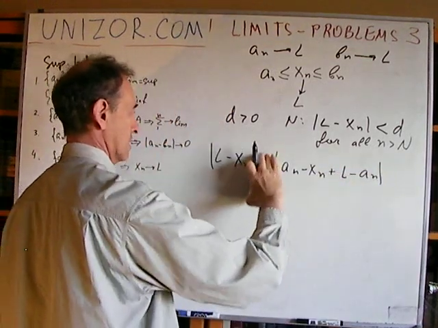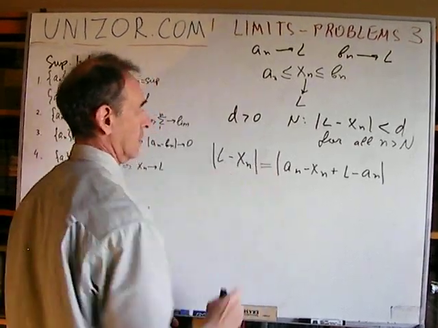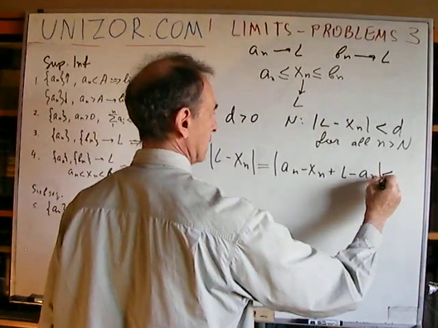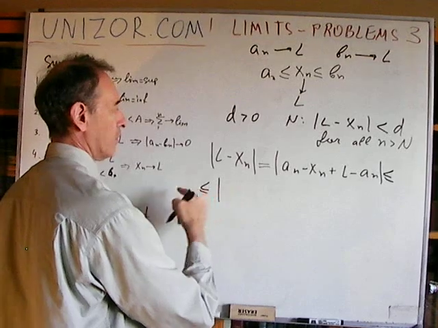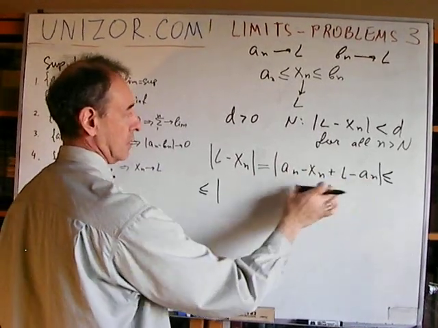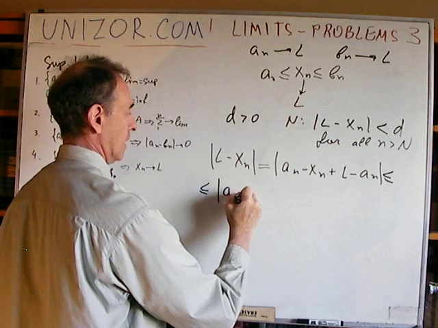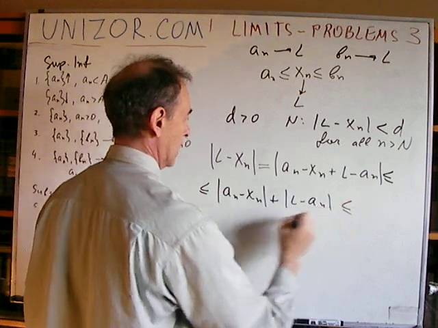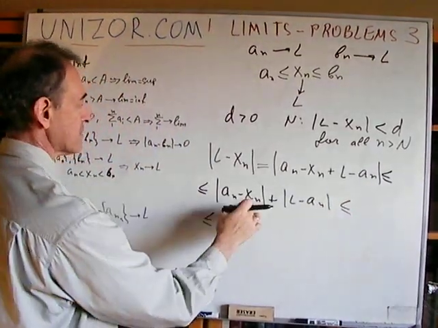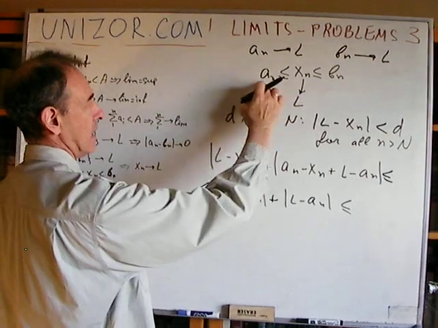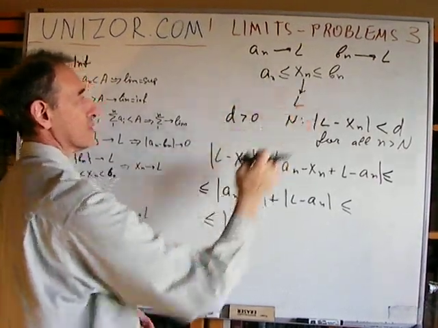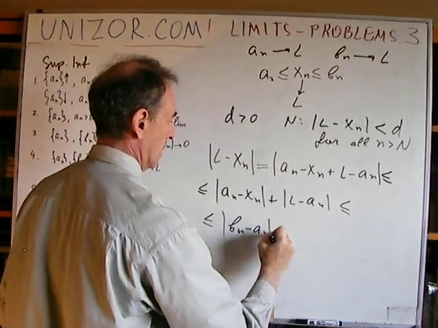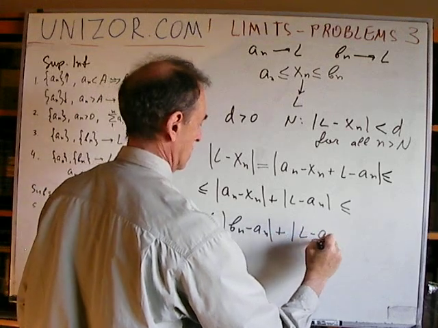And again, this is an equality so far, right? I added and subtracted an, less than or equal to. Now I will use the same approach and group it in two, so it will be an minus xn plus L minus an, less than. Now, the difference between an and xn is less than the difference between an and bn, right? So I can put bn minus an plus L minus an.